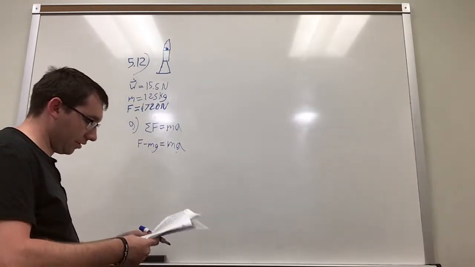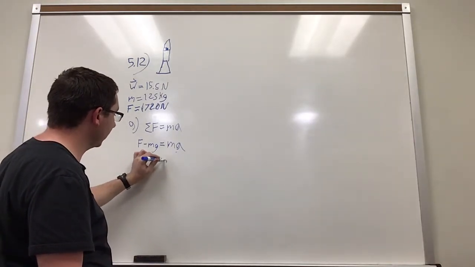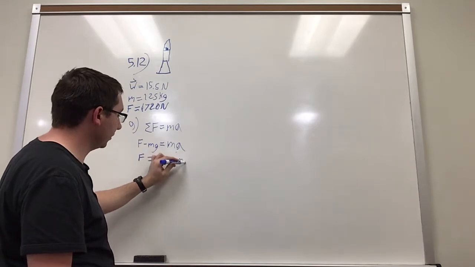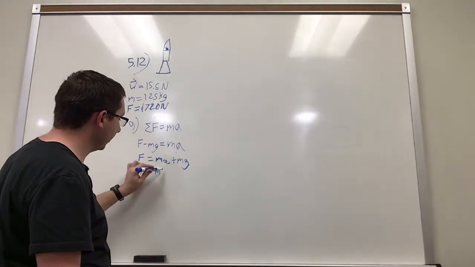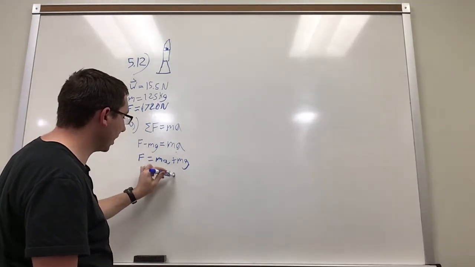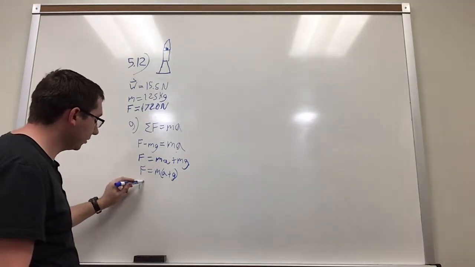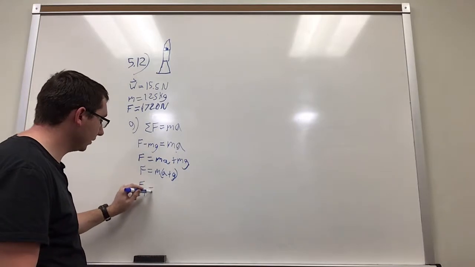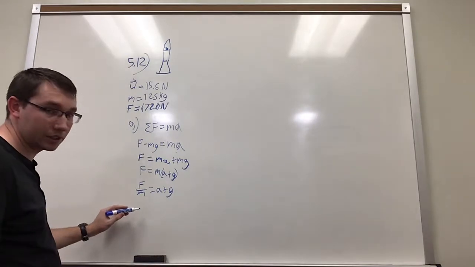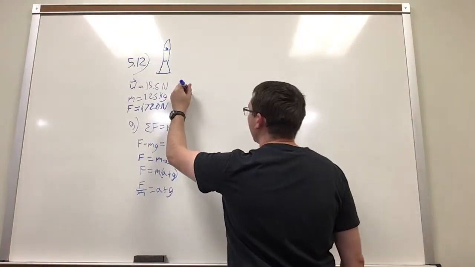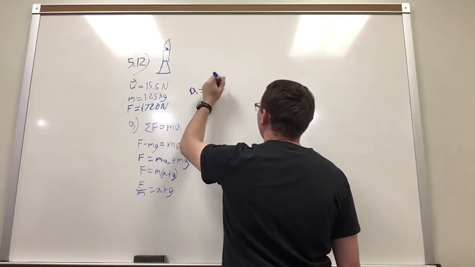So we can isolate for that. So force is equal to mass times acceleration plus mass times gravity, which we can then rewrite as mass times acceleration plus gravity. We can then divide the mass to the other side. So force divided by mass is equal to acceleration plus gravity. And then we'll just subtract gravity to the other side. So the acceleration is going to be equal to the force divided by the mass minus gravity.